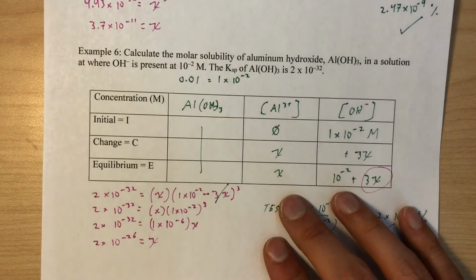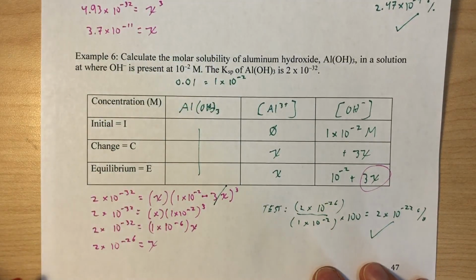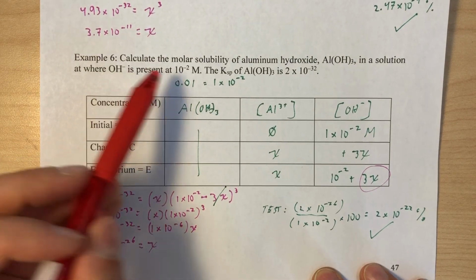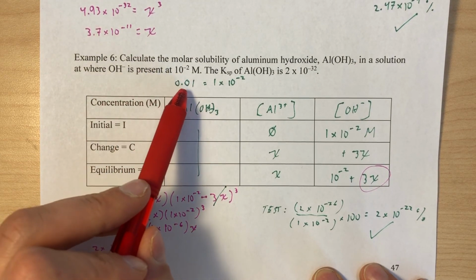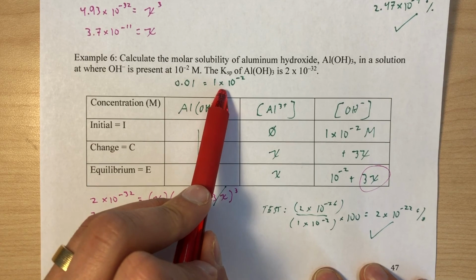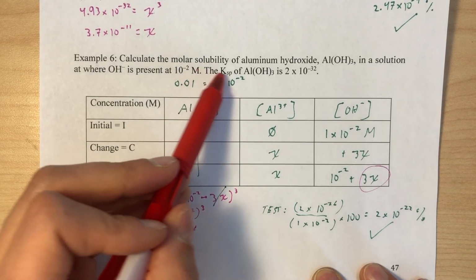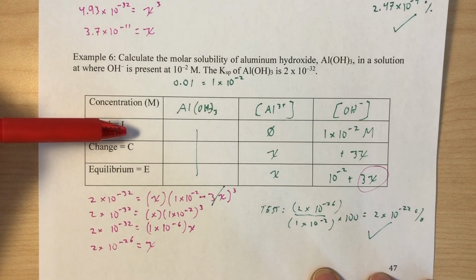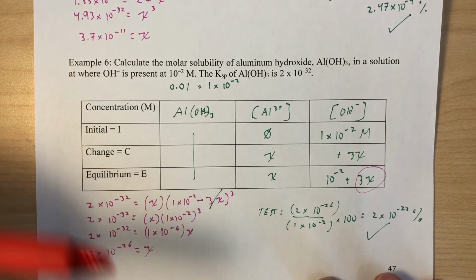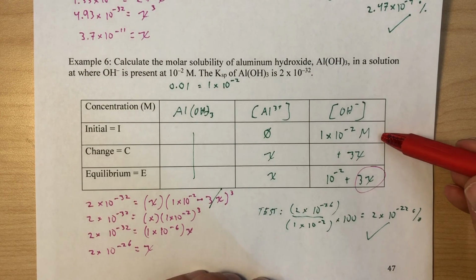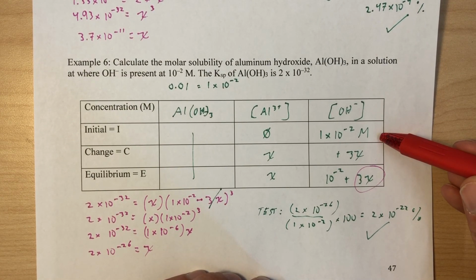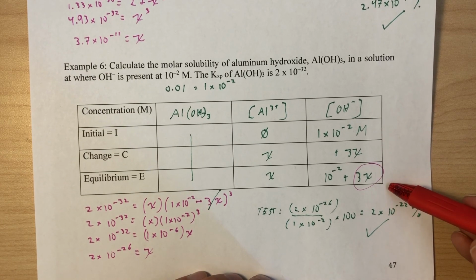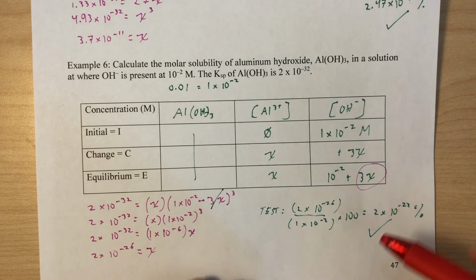In example 6, we're going to calculate the molar solubility of aluminum hydroxide in a solution where hydroxide is present at 0.01. So that should be 1 times 10 to the negative 2 molar. The Ksp of aluminum hydroxide is 2 times 10 to the negative 32. So we can set up our ICE table. But this time, for hydroxide, we have a beginning concentration of 1 times 10 to the negative 2 molar. That's going to increase by 3x to give us 1 times 10 to the negative 2 plus 3x at equilibrium.